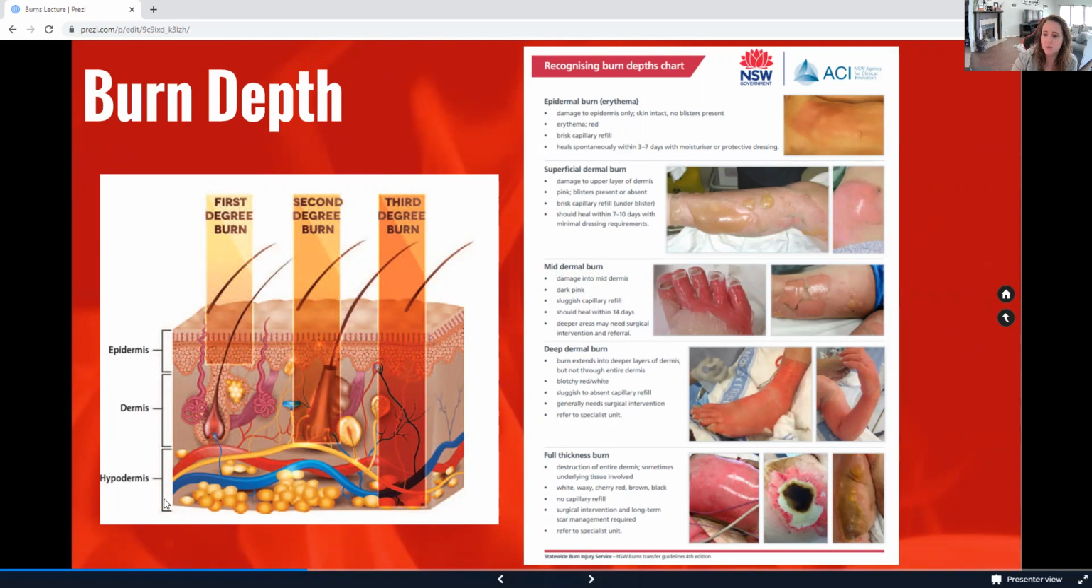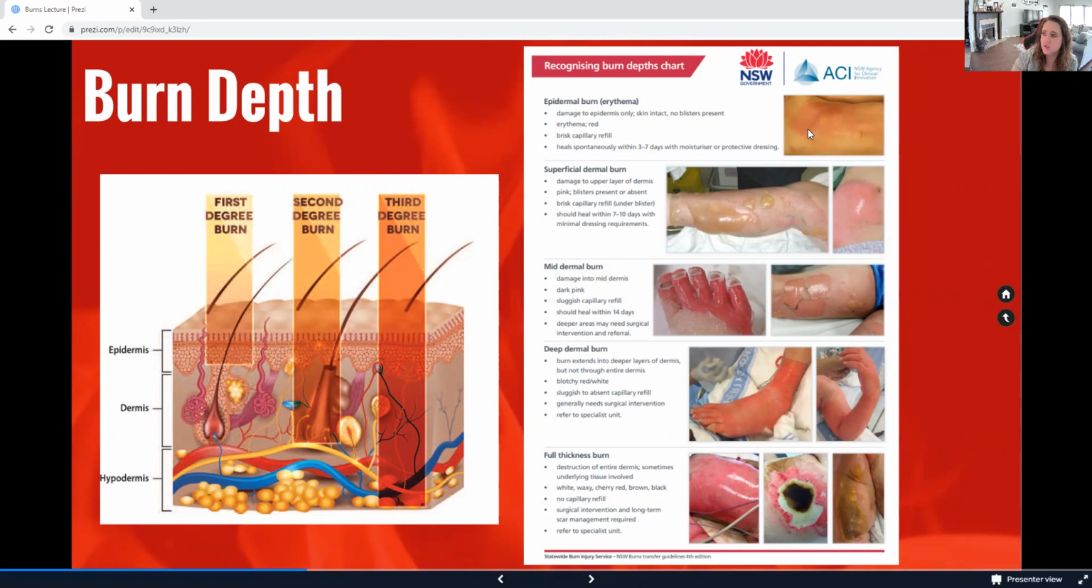So remember, in our anatomy and physiology, we have our epidermis, and then under that our dermis, and then hypodermis. So our first degree burn is going to cover just the epidermis, this top superficial layer of the skin. And you guys can see a picture of it over here. It's usually kind of pink, kind of red. It's not going to blister. You're still going to have full cap refill. This is more like a sunburn.